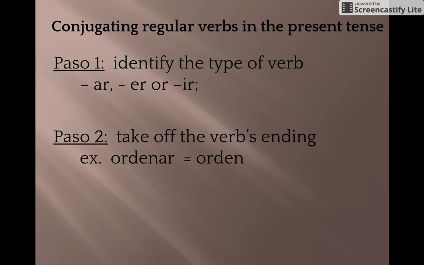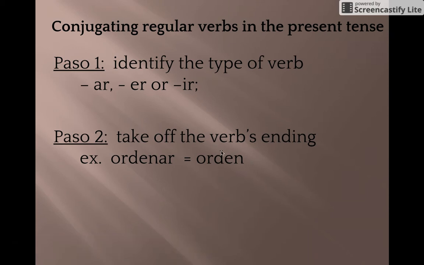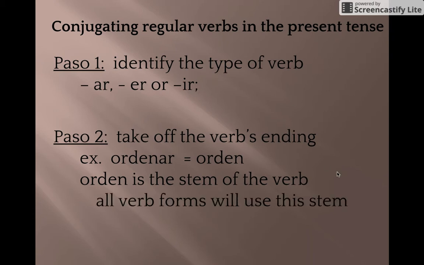We have our verb ordenar, which means to tidy up. I look at it, I go, okay, it's an AR verb, don't need it anymore, get rid of it. So that leaves us with orden. Orden is called the stem of the verb. And knowing this term, the stem, is important. The stem is what's left after you take off this AR, ER, or IR verb. And then all of the verb forms, regardless of the subject, who or what is doing the action, is going to use this stem, orden.